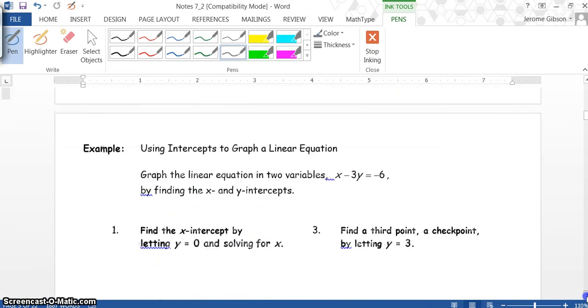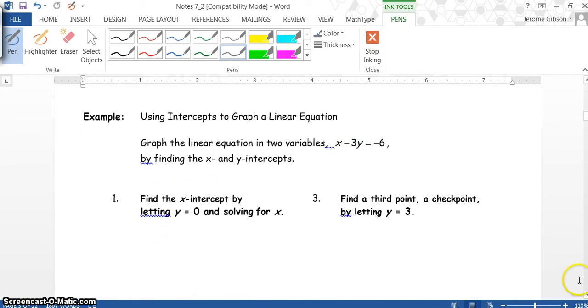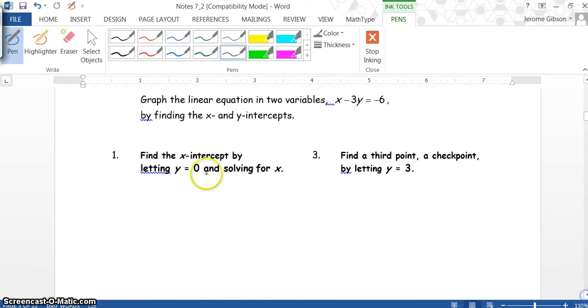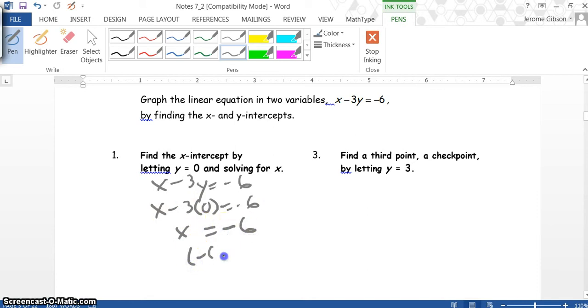Now, we scroll to the next problem. It's basically the same directions, but we have the equation x minus 3y equals negative 6, and we want y to be 0. So it'll be x minus 3 times 0 is 0, x minus 0 is x, equals negative 6. So our ordered pair would be negative 6, 0.